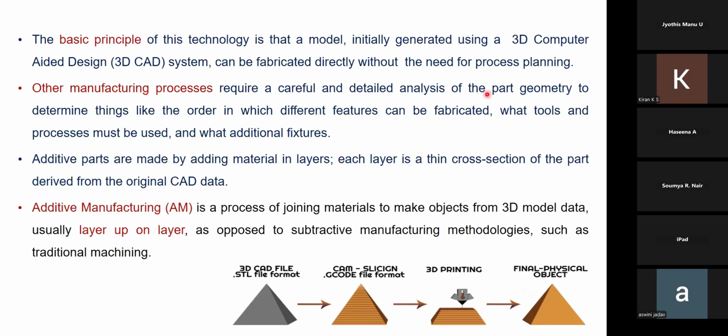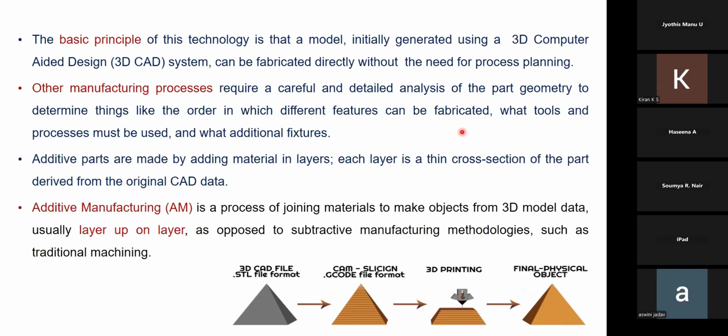So you all heard about the term called process planning, because in other manufacturing processes, you need a careful and detailed analysis of the part geometry to determine things like the order in which the different features can be fabricated, what tools are required, what fixtures are required, what jigs are required, what machines are required, and in which order. These are all the things you have to carefully plan. Then only you can make a part as per the given drawing.